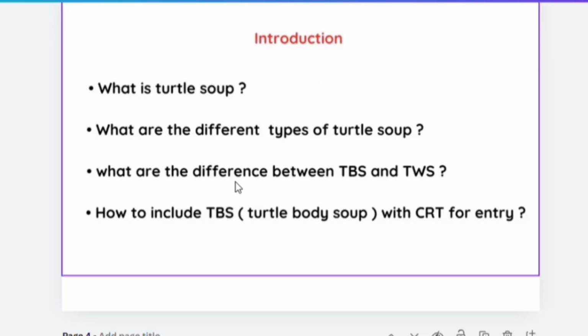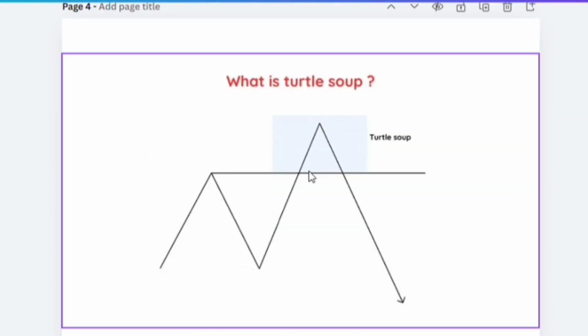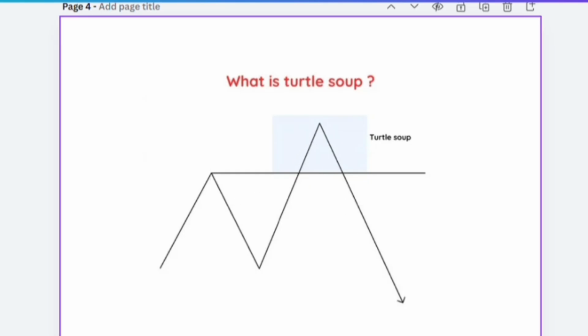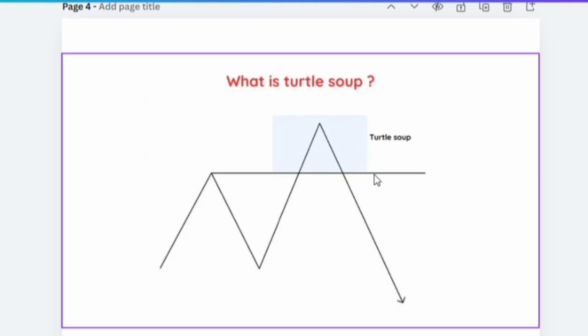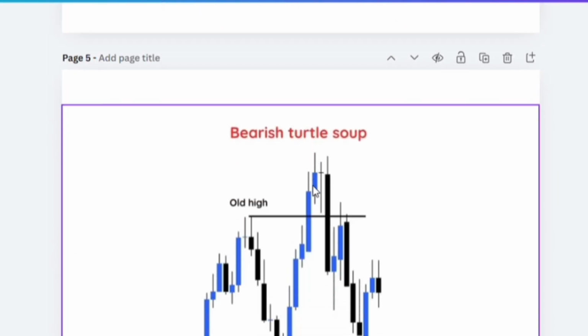So first of all, what is turtle soup? This is turtle soup, as simple as that. Price sweeping an old high and rejecting it is what? Turtle soup. Around here is where our turtle soup is likely to happen. Around this particular area, that is where the turtle soup is likely to happen.